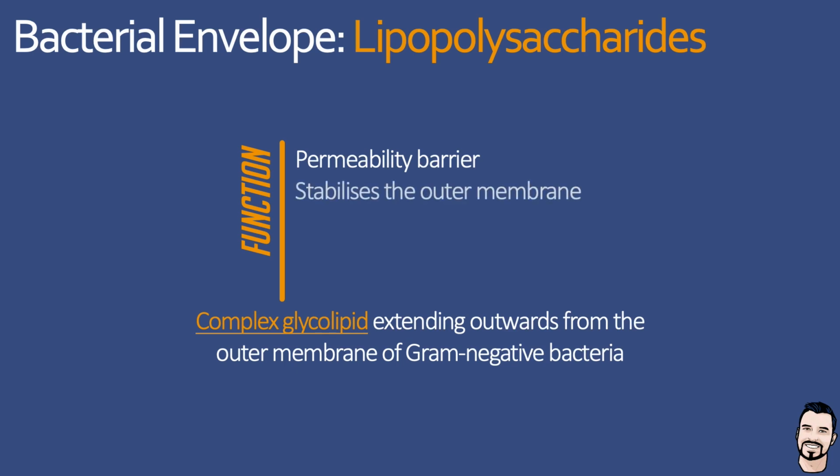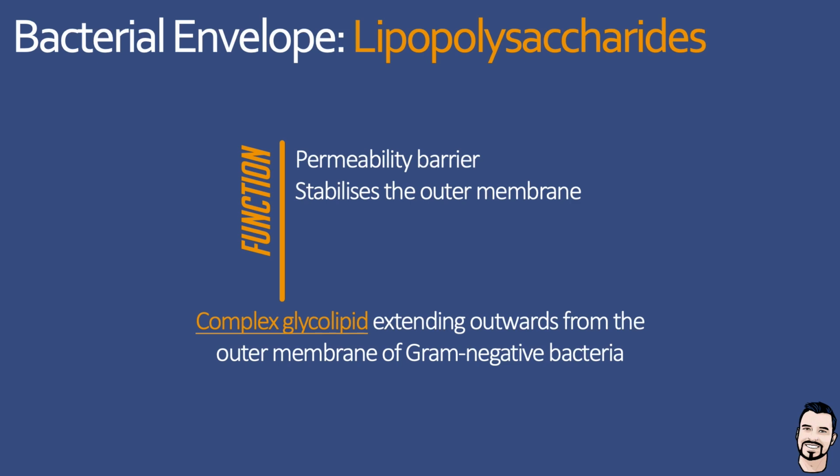Second, lipopolysaccharides help to stabilize the outer membrane. The phosphate groups in lipid A and the core oligosaccharide interact with divalent cations such as magnesium and calcium, which forms ionic bridges between neighboring lipopolysaccharides. This cross-linking effect keeps the membrane structurally rigid and prevents it from falling apart under stress.